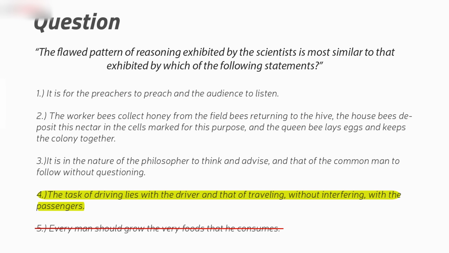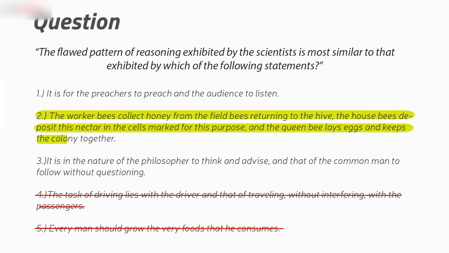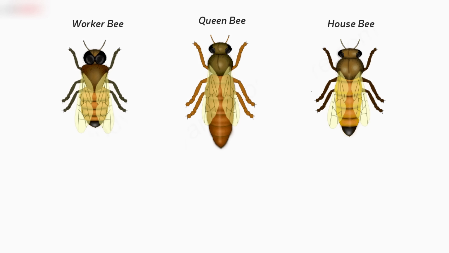This option is completely correct from a logical standpoint and therefore doesn't demonstrate the flawed reasoning of scientists as stated in the passage. The second option talks about organizational structure in the case of honeybees and tasks done by different types of bees. The worker bees collect honey from field bees returning to the hive. The house bees deposit this nectar in cells marked for this purpose, and the queen bee lays eggs and keeps the colony together. This looks like exactly what's being talked about in the passage, doesn't it?